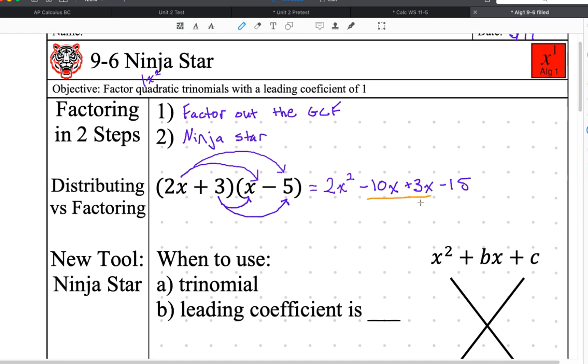Then we have some like terms in here. I'll underline them for you. These are going to be like terms always when you're multiplying linear binomials like this. So I'll rewrite the 2x squared. I'll rewrite the -15. But what do -10x and 3x add up to? Negative 7x. Yeah. Cool. So we have our final answer. Our purpose today is to be able to go backwards from this. Fortunately for us, we don't have to worry about the 2. The 2 is kind of ignored in this case. I'm going to undo what just happened right there.